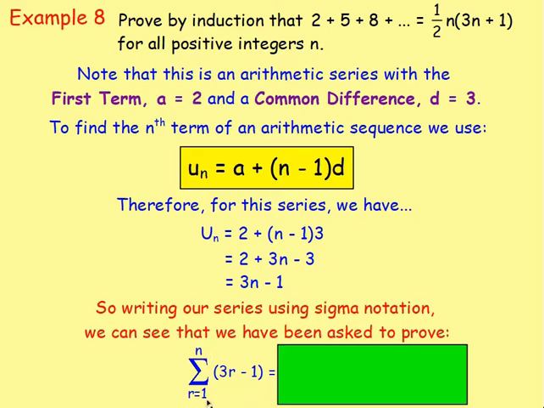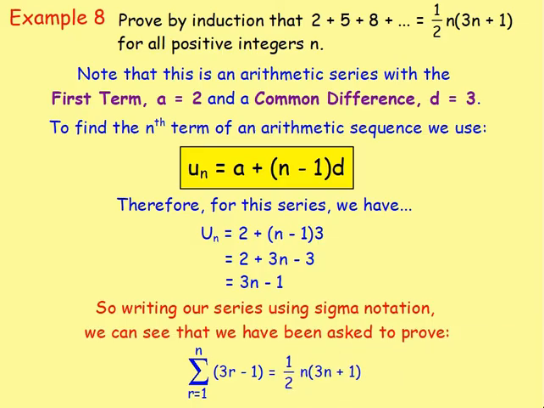n. So really what we've got is we would just sub in 1, so do 3 times 1 take away 1. That would give you 2, well that is your first term. Then you would do 3 times 2 take away 1, then 3 times 3 take away 1, and so on. And you're really going up to n. And that will be equal to a half n bracket 3n plus 1. That is what we're being asked to prove.